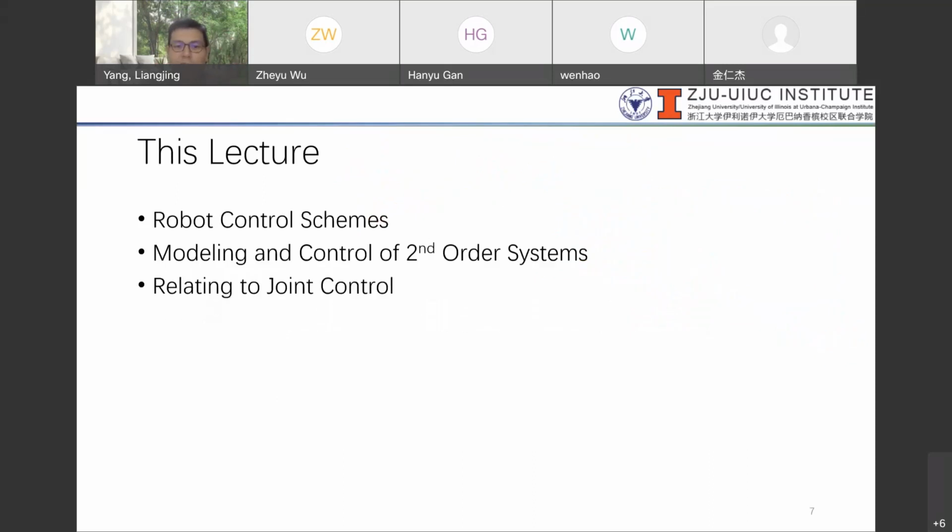Now, in this lecture, we're going to look at modeling and control of second order systems. And we will relate it to joint control. There are various types of robot control schemes that we are going to look at, not just joint control, but we will do this after that.